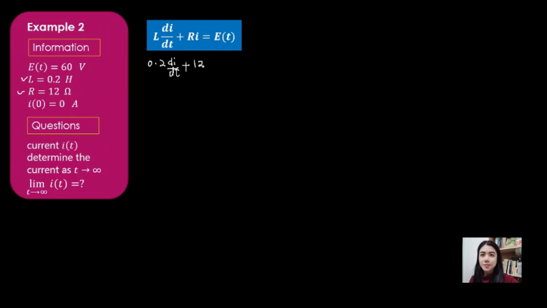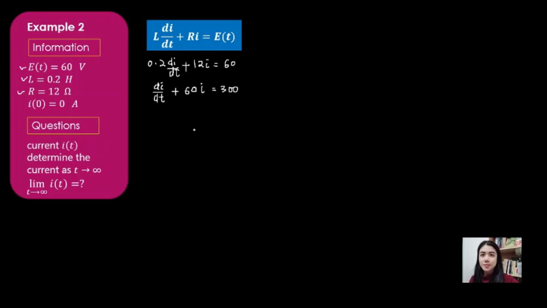Let's solve this example by using its differential equation. Let's do the substitution. L is 0.2, so you have 0.2 di/dt plus R, which is 12, so 12I, equals E(t), which is 60. Now simplify this by dividing all of them by 0.2. So you have di/dt plus 60I equals 300. And this is the differential equation.